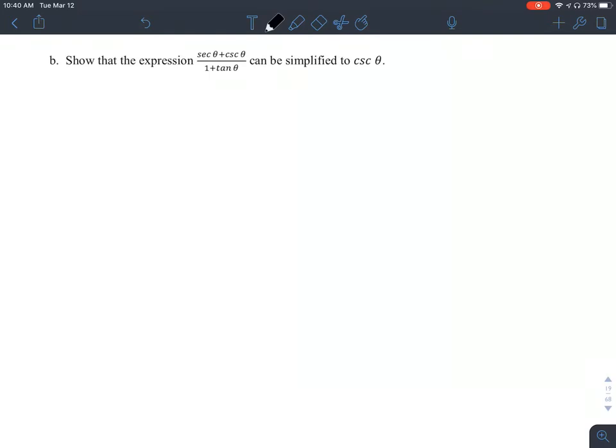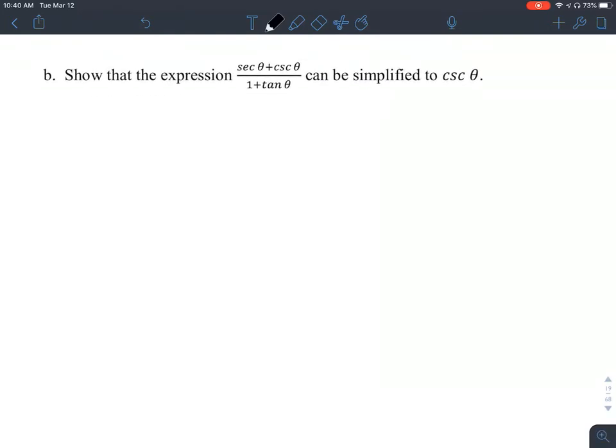B, show that this expression can be simplified to cosecant of theta. Well, I'm just going to go with the old tried and true method of changing everything in terms of sine and cosine. Secant of theta is going to be 1 over cosine of theta. Cosecant of theta can be changed to 1 over sine of theta. Tangent of theta can be changed to sine of theta over cosine of theta.